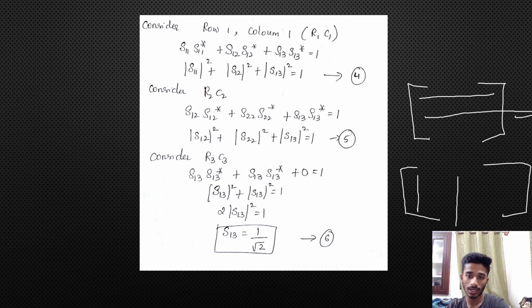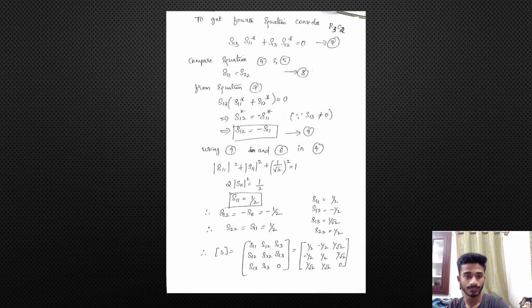Now consider row 3 and column 3. When we consider row 3 and column 3, we get S13 into S13 asterisk, S13 into S13 asterisk plus 0 is equal to 0. As we all know, S33 is equal to 0. So S13 the whole square plus S13 the whole square is equal to 1. So 2 S13 the whole square is equal to 1. We bring 2 to the right hand side and shift the power to the right hand side. So it becomes S13 equals 1 by root 2.